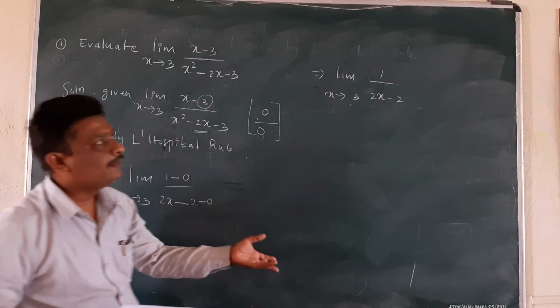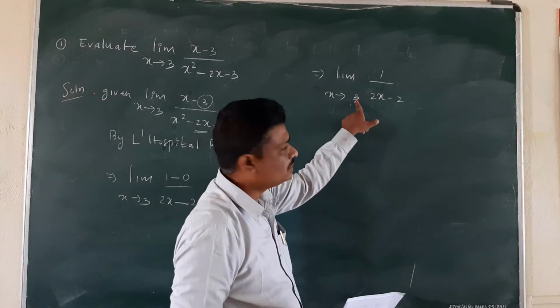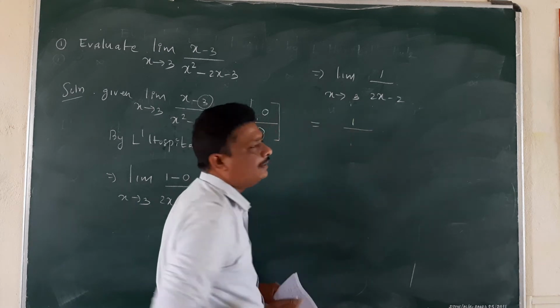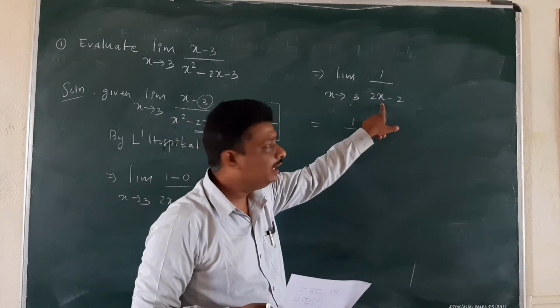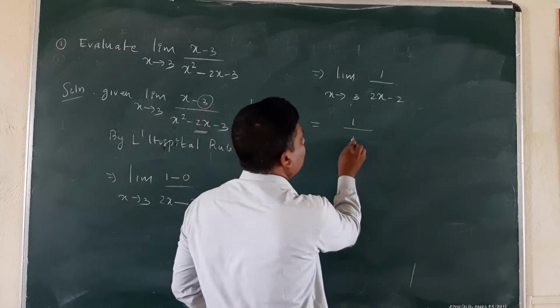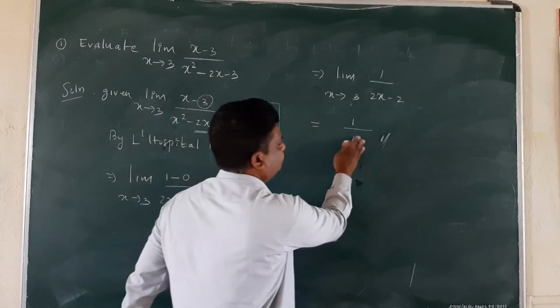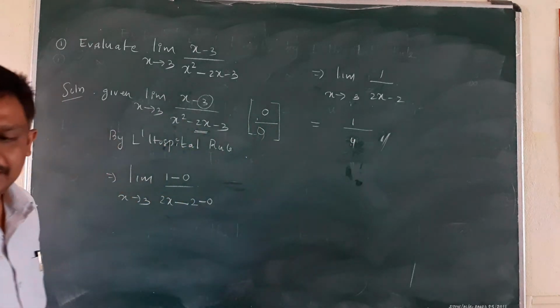Now again I will apply the limit, x tends to 3. 1 is a constant here, I will write it as it is. 2 into 3 is 6, 6 minus 2 is 4. So 1 upon 4 is our required answer. I will take one more example.